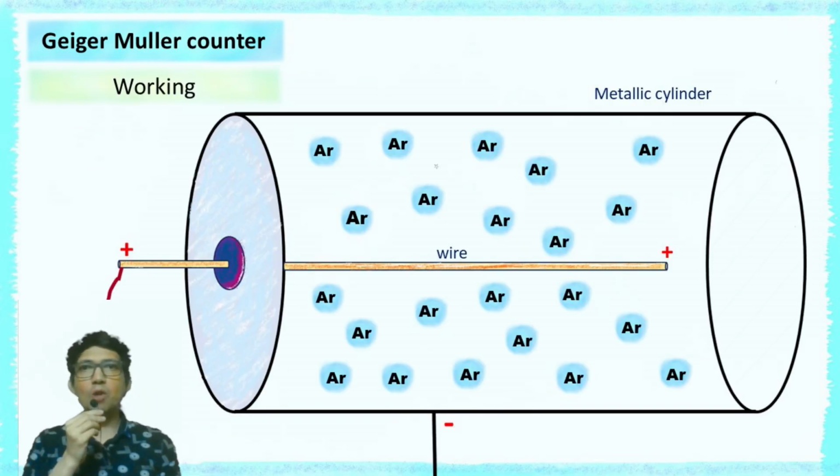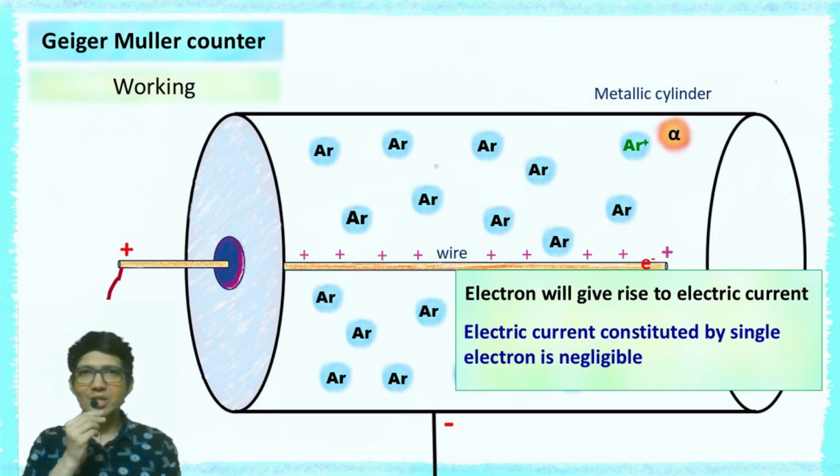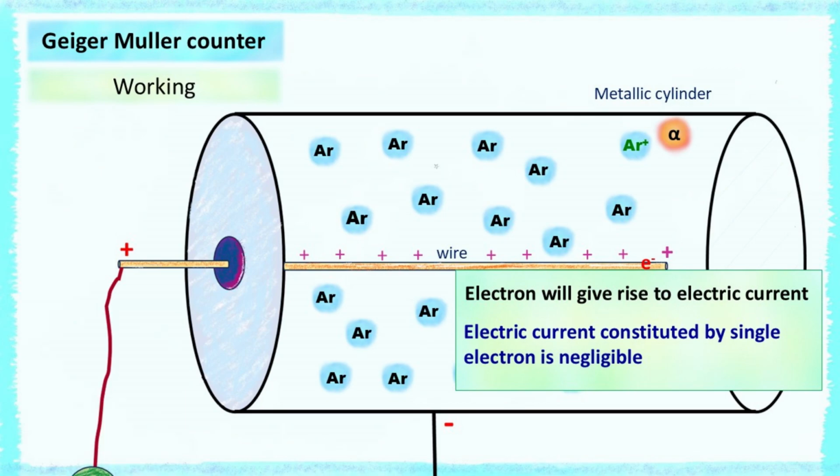Now let's see the working of Geiger Muller counter. When the ionizing radiation comes in the cylinder, it interacts with the argon atoms and causes ionization. During this process, an electron is removed from the argon atom. Since the central wire has a positive charge, the electron is attracted towards the central wire. This electron will give rise to electric current. However, here is the catch. The electric current of the single electron is negligible to detect.